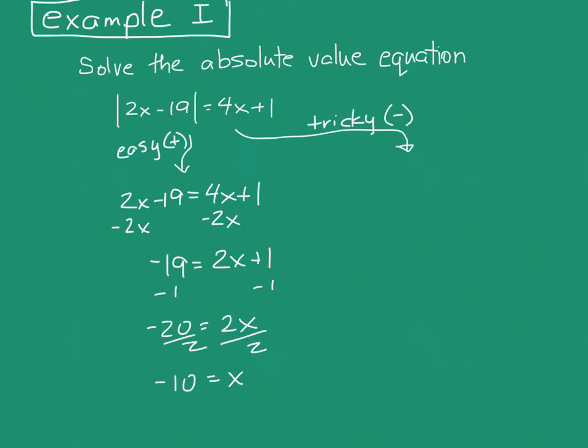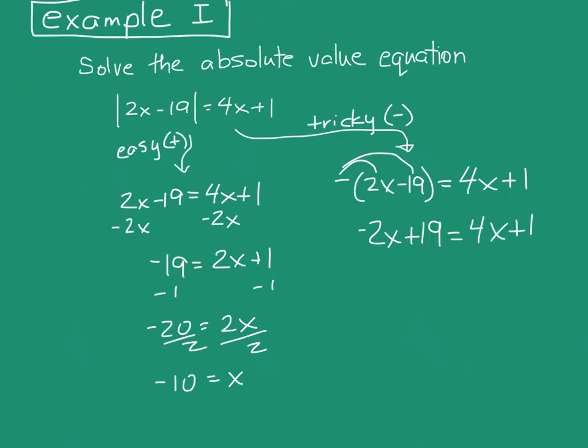Okay. Again, the 4x plus 1 is going to stay as it is. We don't flip that. It's the 2x minus 19 that we need to flip up. And so we put a negative sign in front of that. And again, distributing that negative sign to both of these terms, we get negative 2x plus 19. And again, that equals 4x plus 1.